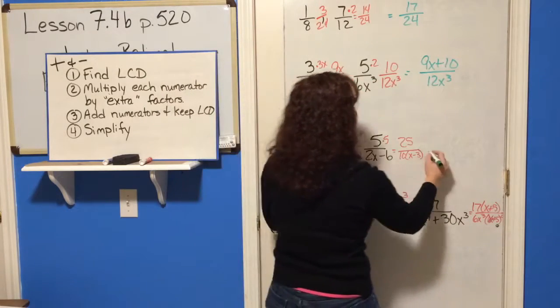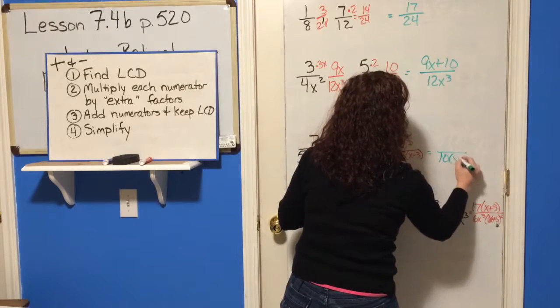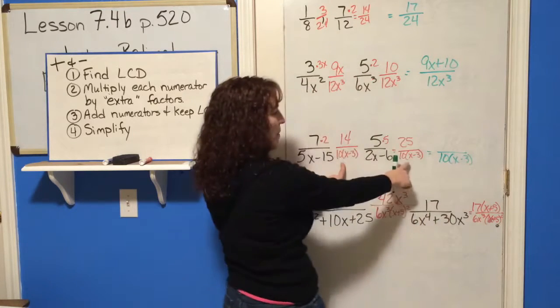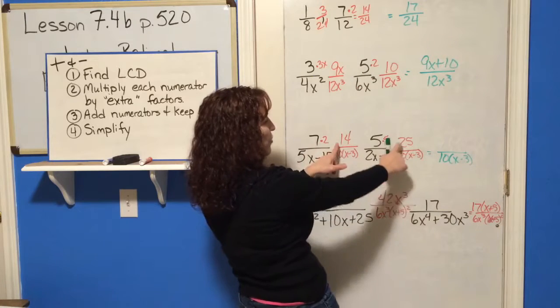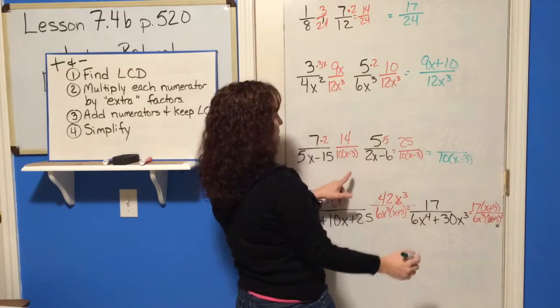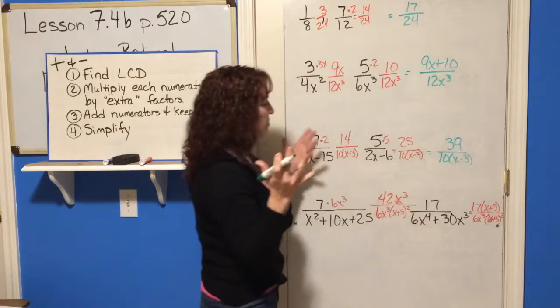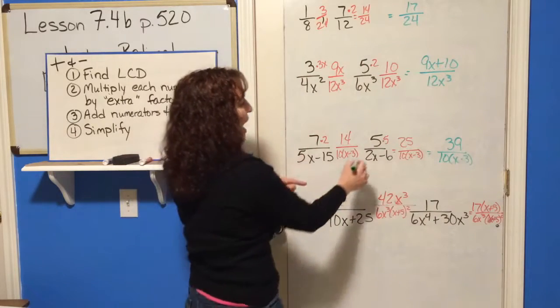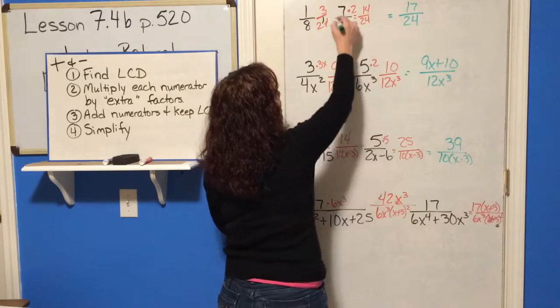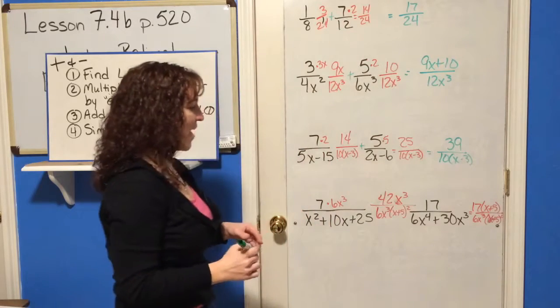The 10 times x minus 3 is our common denominator. And then we just add the 14 and 25. What is 14 and 25? 39. And we're done. Now this is if we're adding these. I guess I didn't say that, did I? I'm adding all of them.